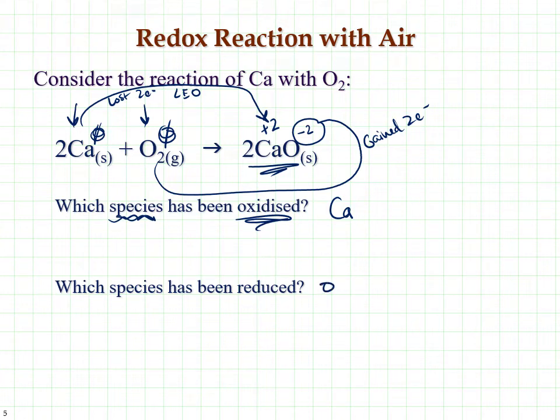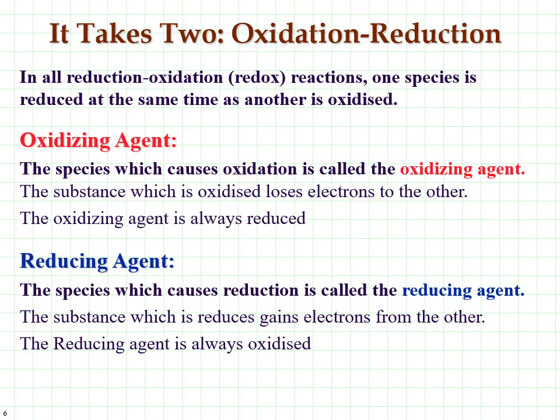All right, so now we're going to add some vocabulary that's going to make things super confusing. Yay! In all of these redox reactions, one thing is going to be reduced at the same time that something else is oxidized. Those two always go together because I can't lose electrons and have them go nowhere, and I can't gain electrons if nobody else lost some for me to gain. So oxidation and reduction will always go together.